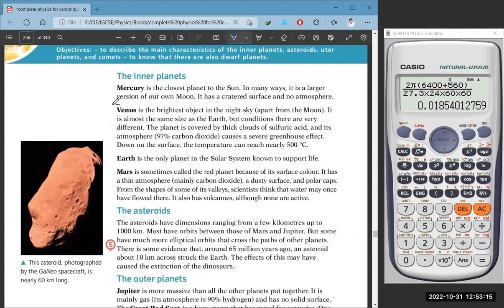Now, firstly, I'm going to read from here. Venus is the brightest object in the night sky, apart from the moon. It is almost the same size as the Earth, but conditions there are very different. The planet is covered by thick clouds of sulfuric acid, and its atmosphere causes a severe greenhouse effect. Down on the surface, the temperature can reach nearly 500 degrees Celsius. Ayan, read.